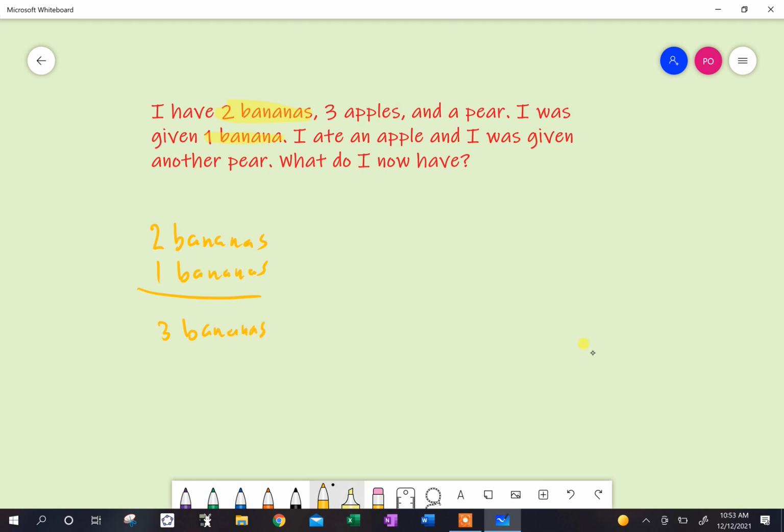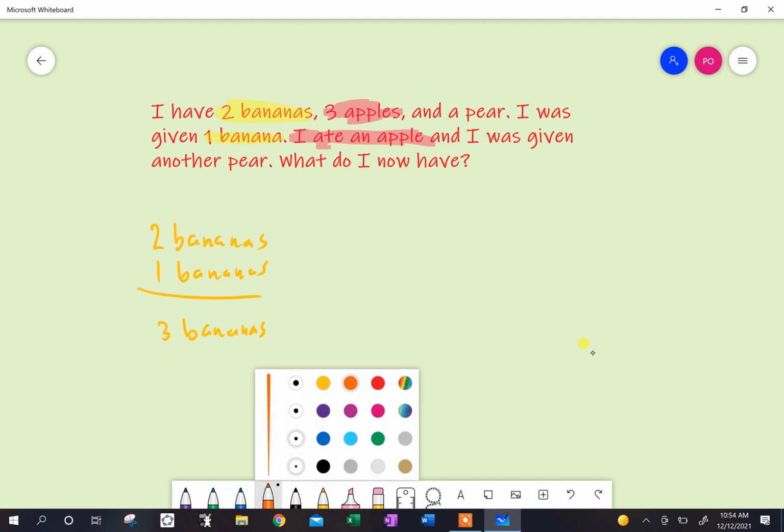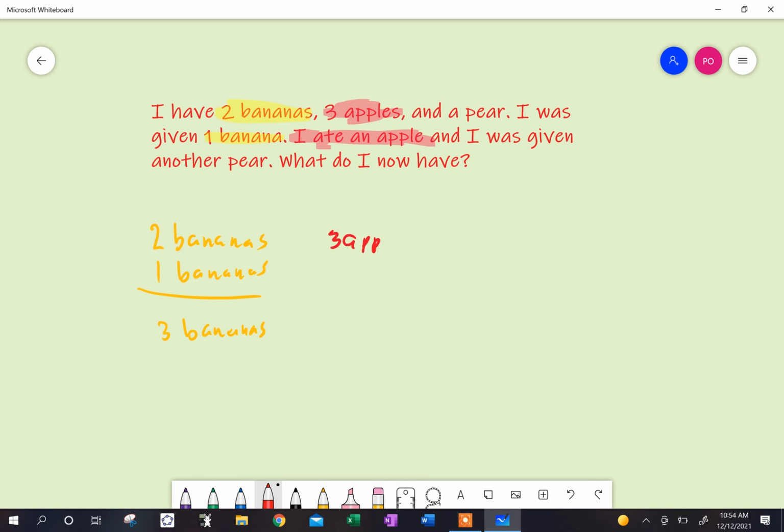So I think it'd be safe to say that I now have 3 bananas. All right, so now what else happened? It also says that I had 3 apples. I ate an apple. All right, so, well, that's what apples are there for. So let's see, I'm going to go over here. I'm going to say I had 3 apples. And if I ate an apple, I think you'd be safe to say that I no longer have it. Oops, I ate 1 apple. So now I have 2 apples.